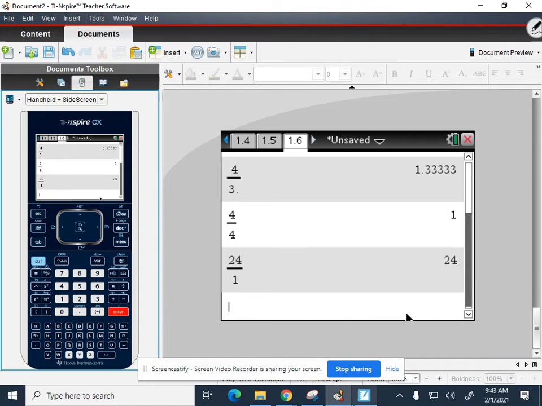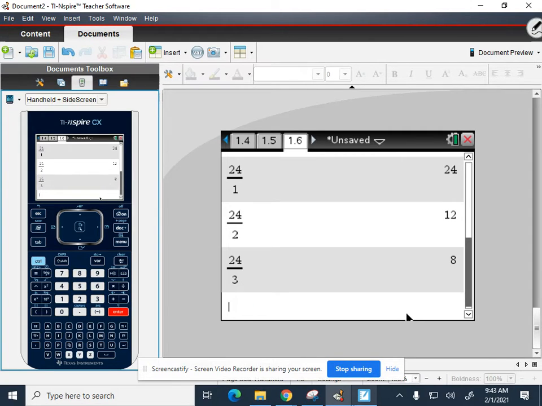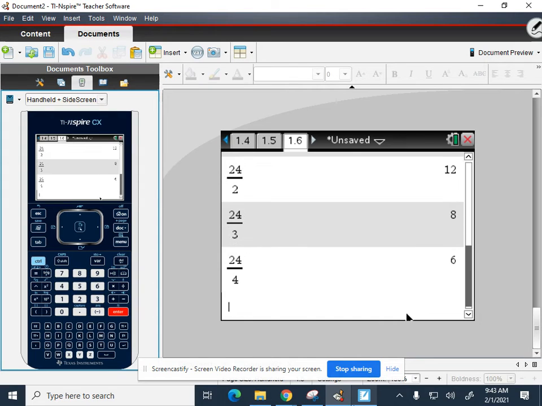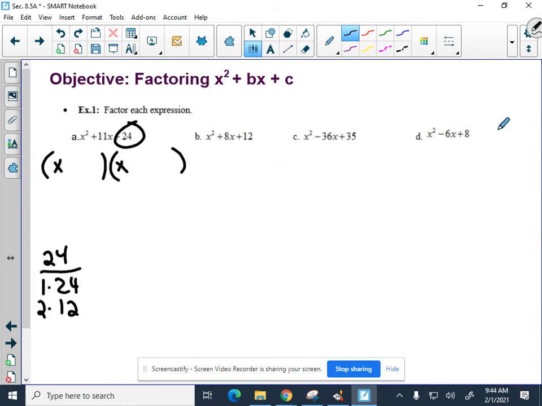24 divided by 1, 1 times 24. 24 divided by 2, 2 times 12. 24 divided by 3, 3 times 8. 24 divided by 4, 4 times 6. 24 divided by 5 gets me a number that's smaller. I can stop. Okay? So I'm going to write them all down. So I'm going to write down 3 times 8, and I'm going to write down 4 times 6.